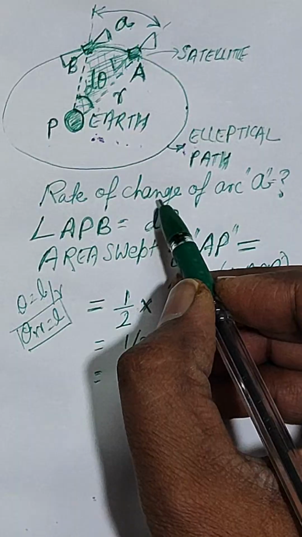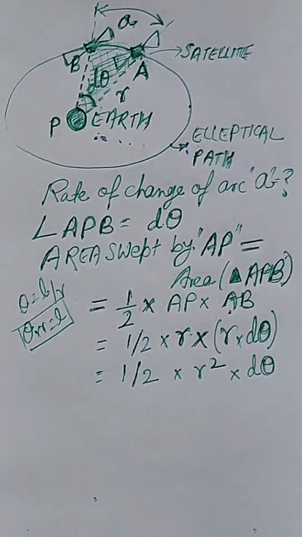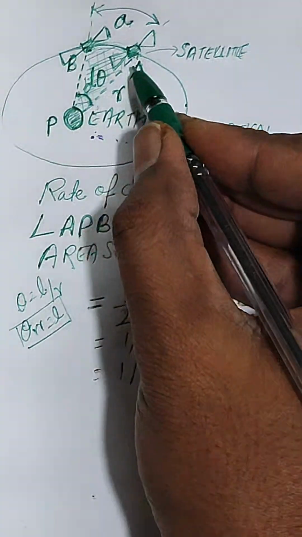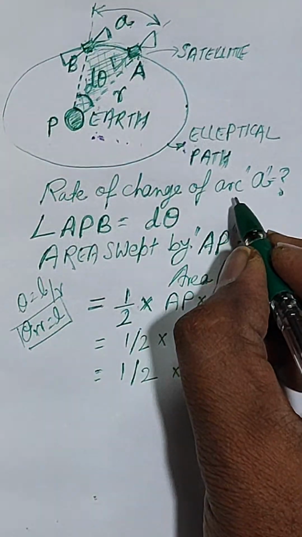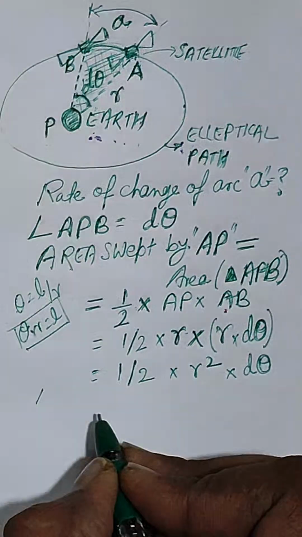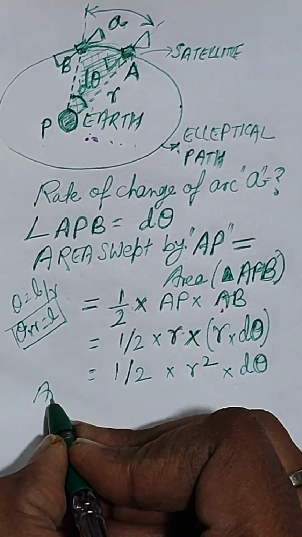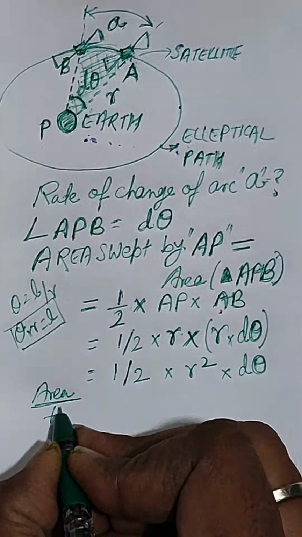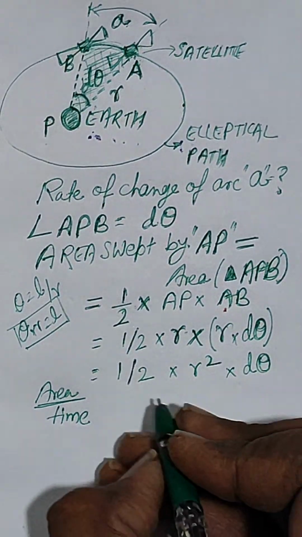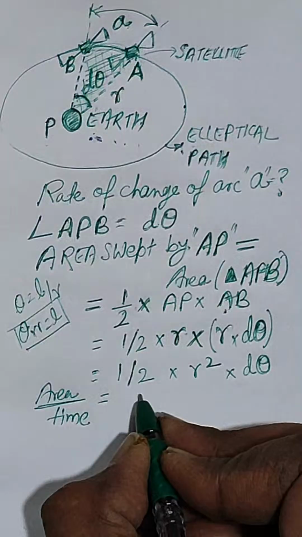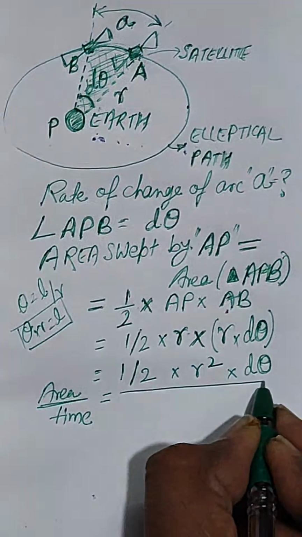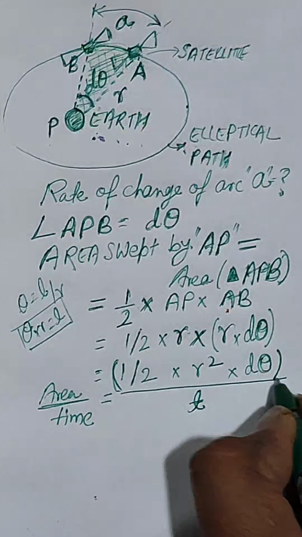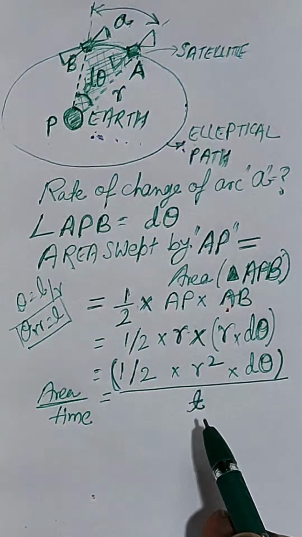Rate at which the area is swept, right? So the rate of change of area will be equal to this area divided by time. And what is this area? Area is this one, so we simply divide it by time, because the area we have already calculated: half r square d theta, divided by time.